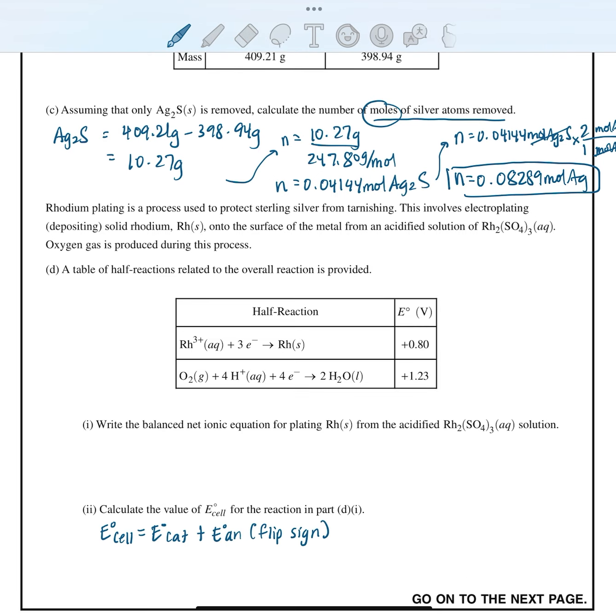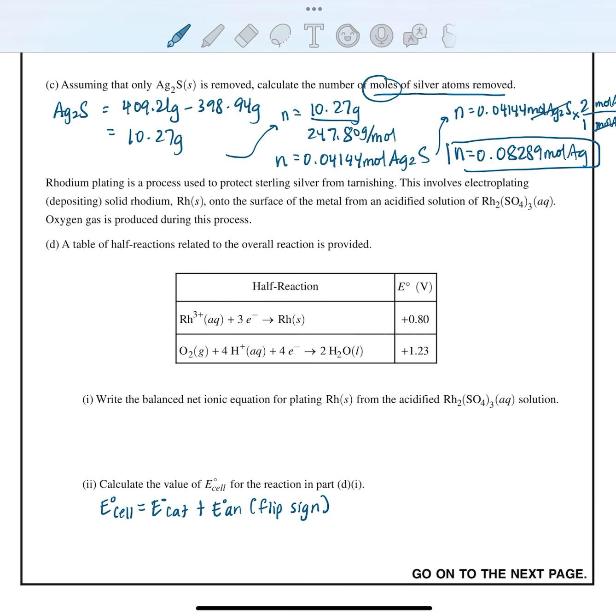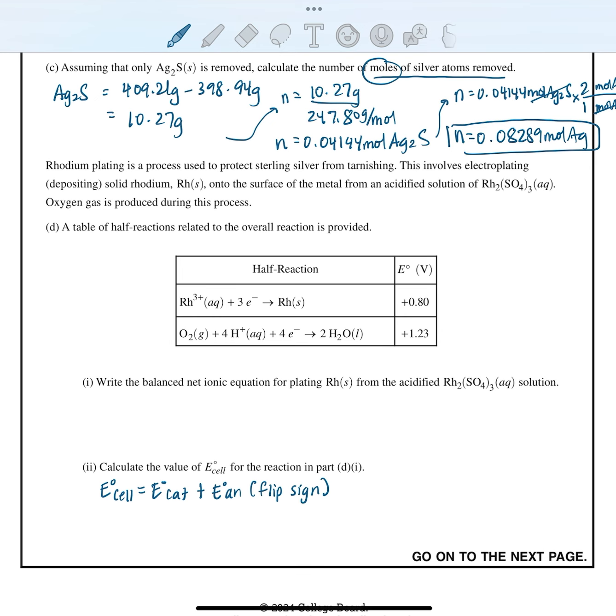Let's move on. So rhodium plating is a process used to protect sterling silver from tarnishing. Okay, so this is a good electrochemistry application. This involves electroplating or depositing solid rhodium onto the surface of the metal from an acidified solution. Oxygen gas is also produced during this process. So a table of half reactions is shown here, and in question 1, it says to write down the balanced net-ionic equation for the plating of Rh from the acidified solution.